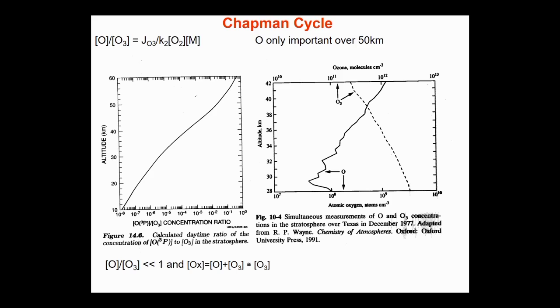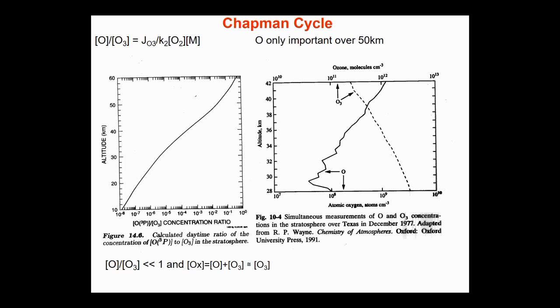So we get that ratio at the top. We've found the ratio of atomic oxygen to ozone, and that's equal to the photolysis rate of ozone divided by the rate of reaction 2, the molecular concentration of oxygen and the atmospheric pressure.